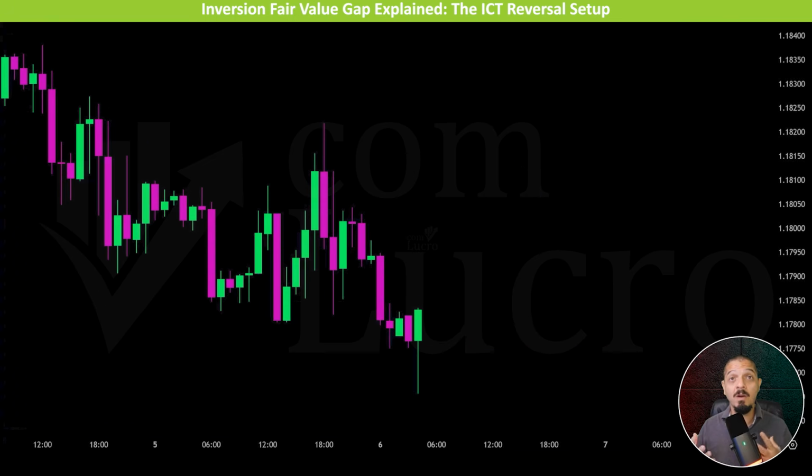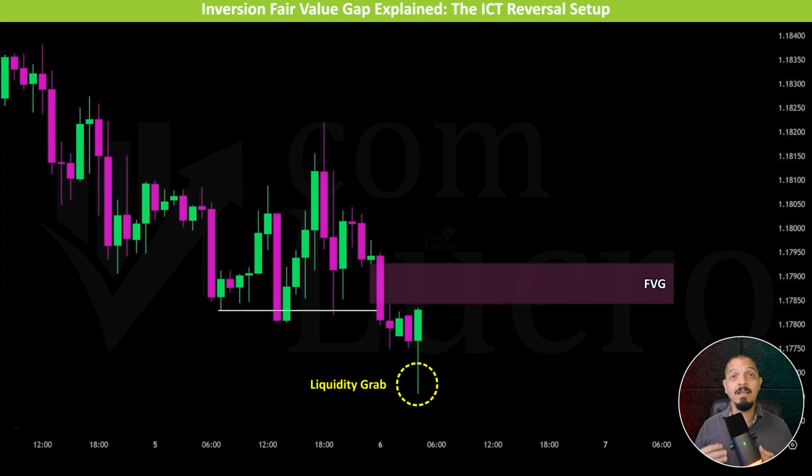On the Euro-Dollar 1-hour chart, we begin by focusing on several key elements, including liquidity grabs, fair value gaps, and inversion formations. These concepts help us understand how price reacts around imbalances and liquidity zones. To make them clear on the chart, we will mark these structures manually, identifying the liquidity levels and fair value gaps directly on the price action. At this stage, we can observe that price has already taken the liquidity resting below these lows and then quickly closed back above the previous range.